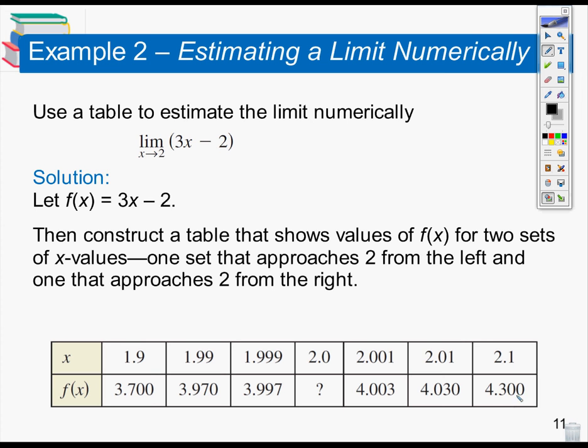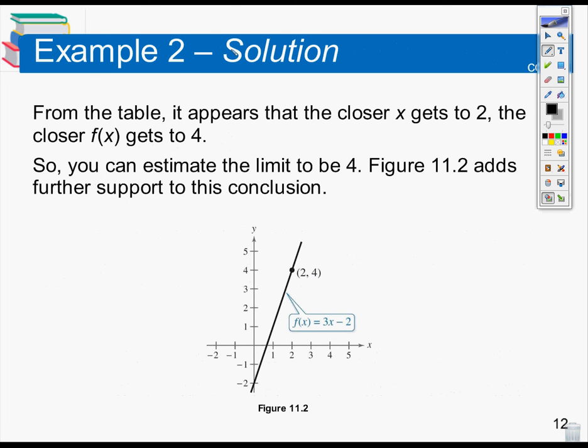This one's 4.3, 4.03, 4.003. So yeah, it looks like they're both approaching this arbitrary number 4 from both sides as the x values are approaching 2. So what can I say from that? Well, I can say, from the table, that it appears that the closer x gets to 2, the closer f of x gets to 4. So we can estimate that the limit of that function as x approaches 2 is 4.